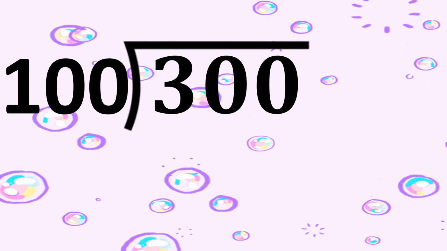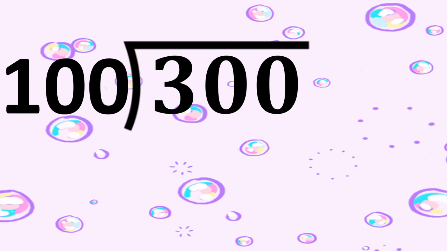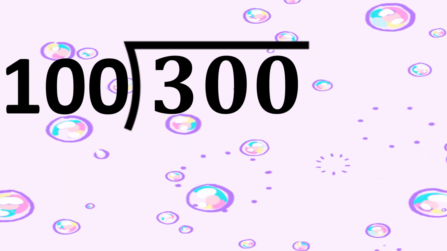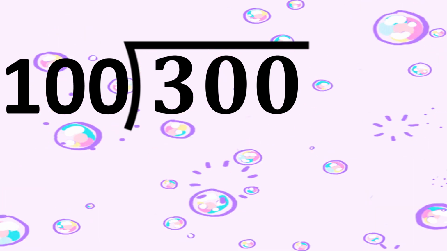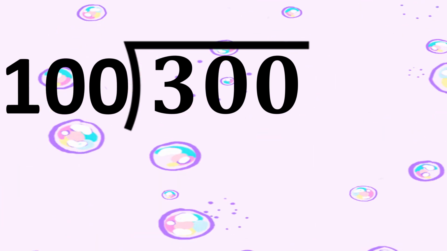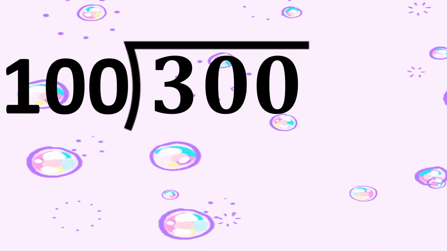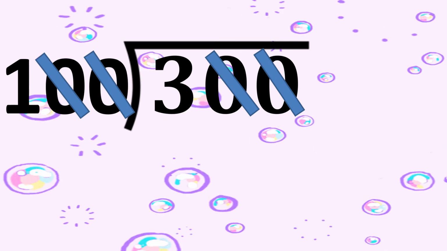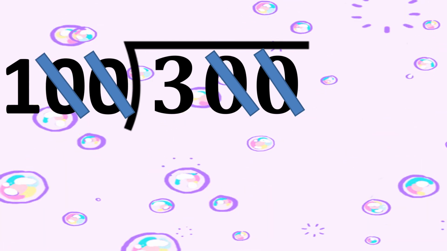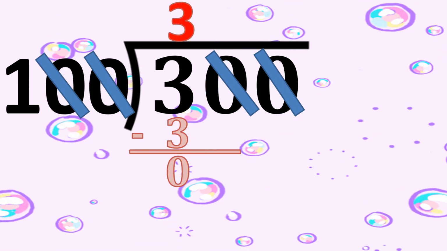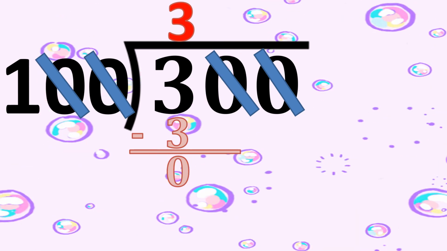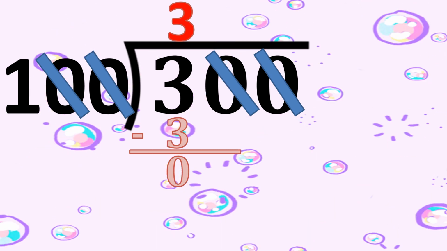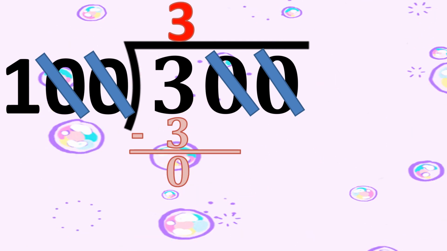Let's do another one. 300 divided by 100. So we have 2 zeros in our divisor and 2 zeros in our dividend. We will remove these. By removing them, 3 divided by 1 is 3. And there is no remainder. So the final answer is 3.